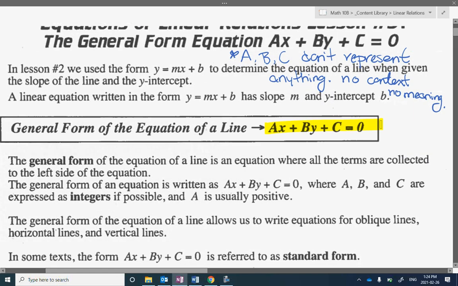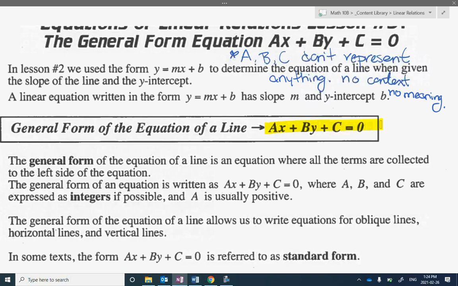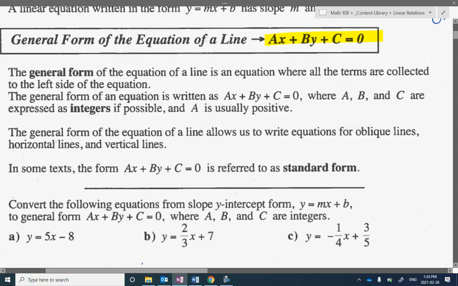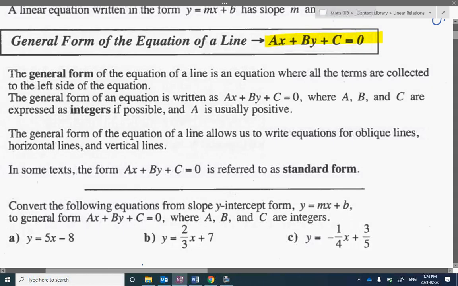And that's what I mean. This form is not super helpful. It's easier to work with in future mathematics courses, but at this point it's super useless. And then just to put a cherry on top, there's even more restrictions with it.